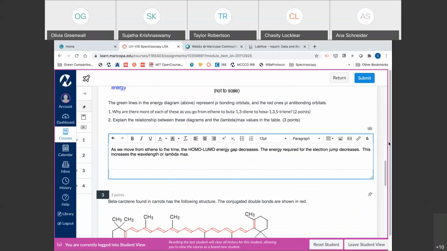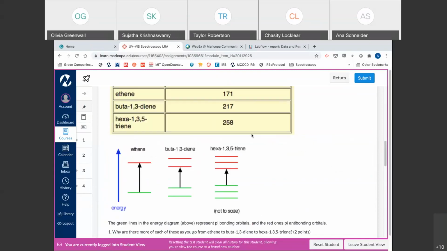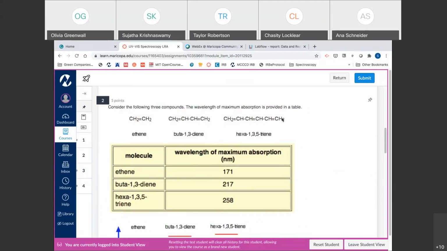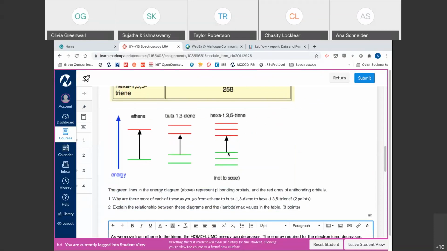Questions? Yes, please. So the smaller the wavelength, the more conjugation, the higher the energy. Can you please repeat that? The lower the wavelengths, like for that third one, the hexa-1,3,5-triene. The 258 is a higher wavelength than 171. So the higher the wavelength, the more conjugation, the less energy. You see how small that gap is compared to this gap? Okay, I knew I was missing something.